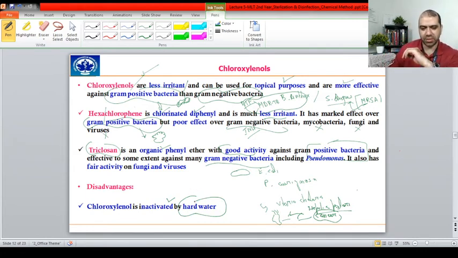So hard water is present particularly in the wells when you use it. So it's a hard water. It's not being cleaned of the impurities. So in that case, it will not be active.